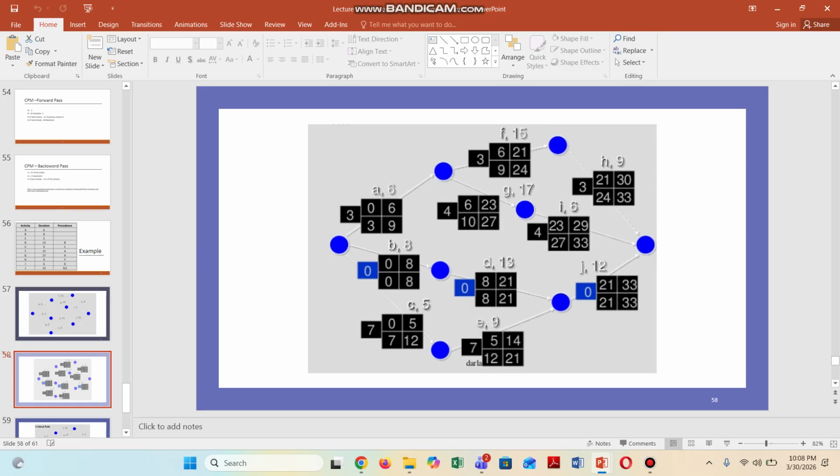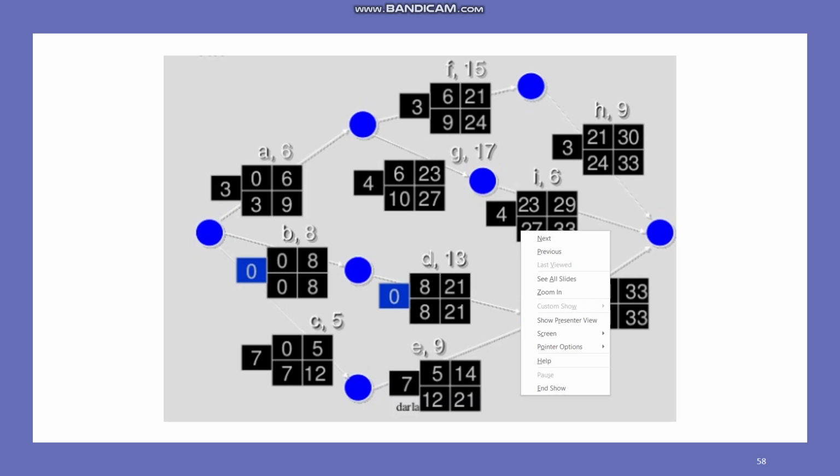So for example, we start activity A at 0 timeline, we start activity B at 0 timeline, and we start activity C at 0 timeline. So this first box is kind of representing early start. So these all are starting at 0 timeline. The duration of A is 6. So 0 plus 6 becomes 6.